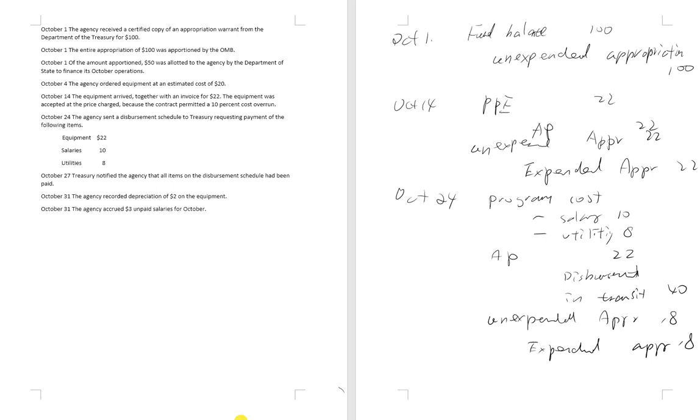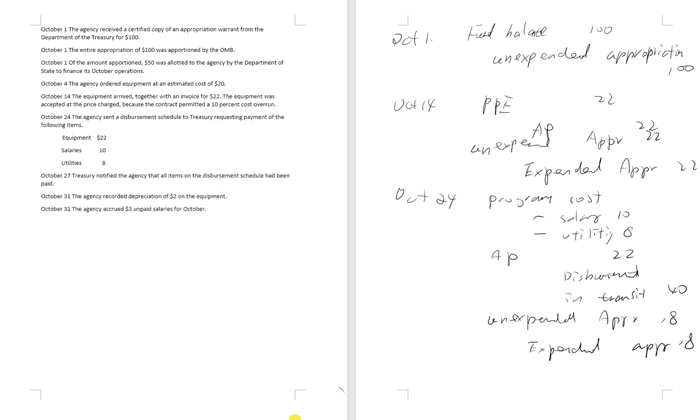On October 27th, the Treasury notified the agency that it has been paid. Right. So in the budgetary accounting, we're going to record the payment. Basically, we debit delivered goods unpaid, all the previously delivered goods unpaid, 40, and credit delivered goods paid, 40. Right.